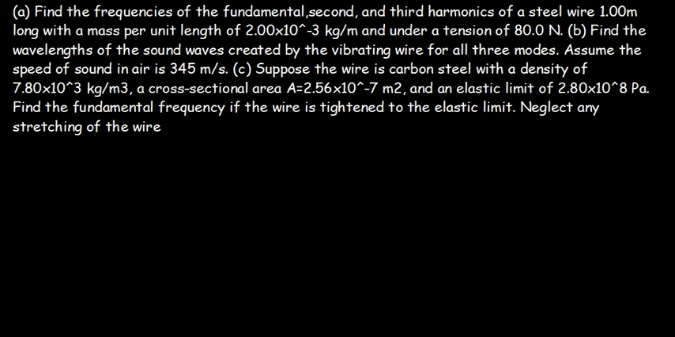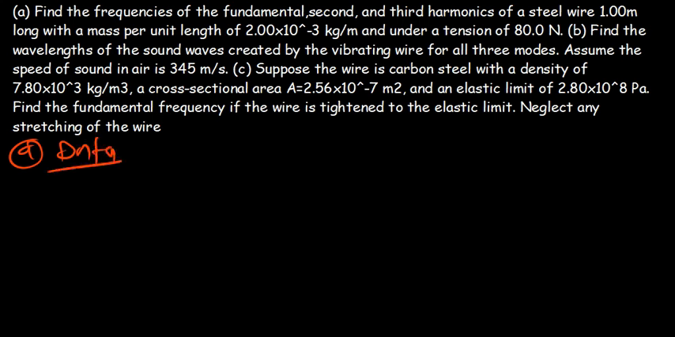Then suppose the wire is carbon with a density of 7.8 times 10 to the power 3 kg per cubic meter, a cross-section area of 2.56 times 10 to the power negative 7 square meter, and an elastic limit of 2.8 times 10 to the power 8 pascals. Find the fundamental frequency if the wire is tightened to the elastic limit. Neglect the stretching of the wire. Let's start with the first part. Let's first come up with the data for part A.